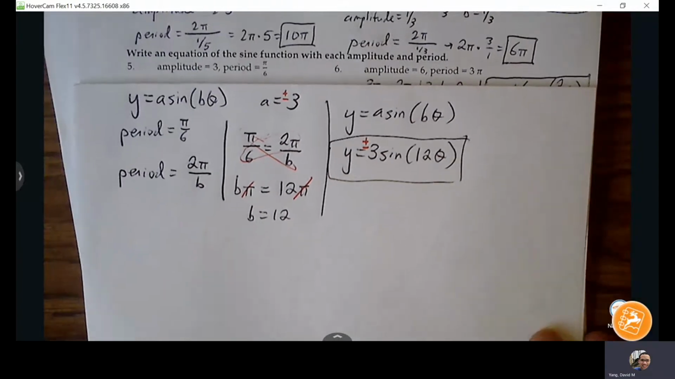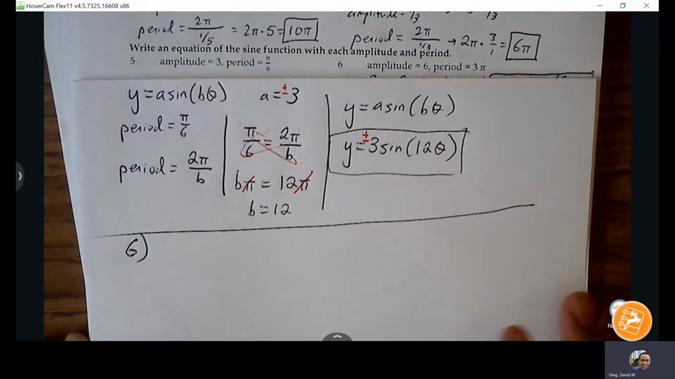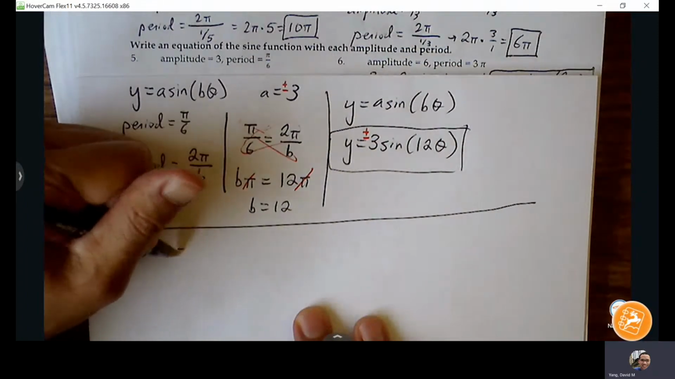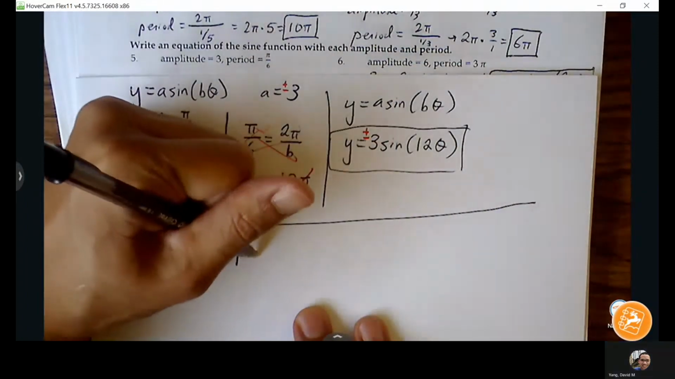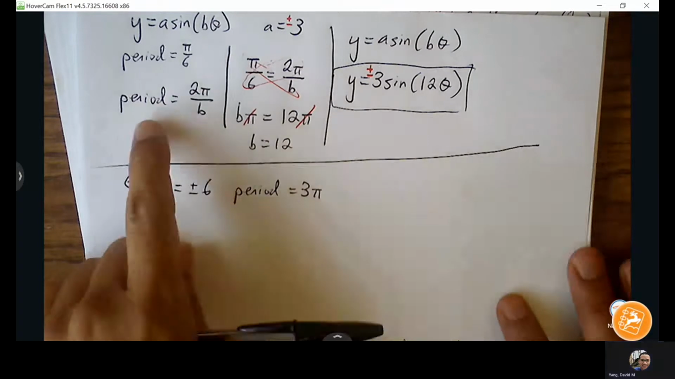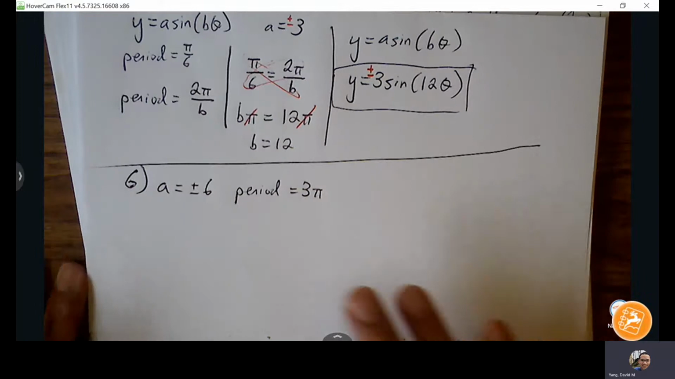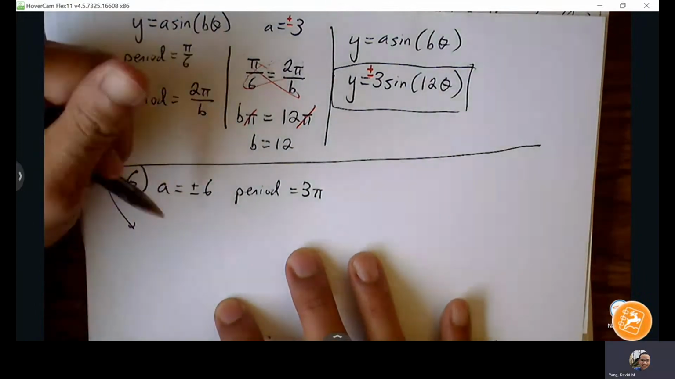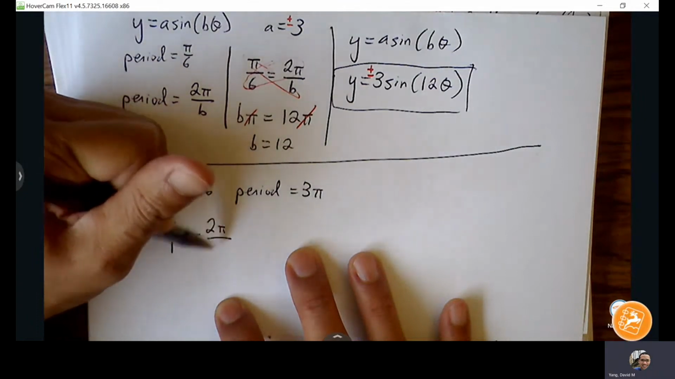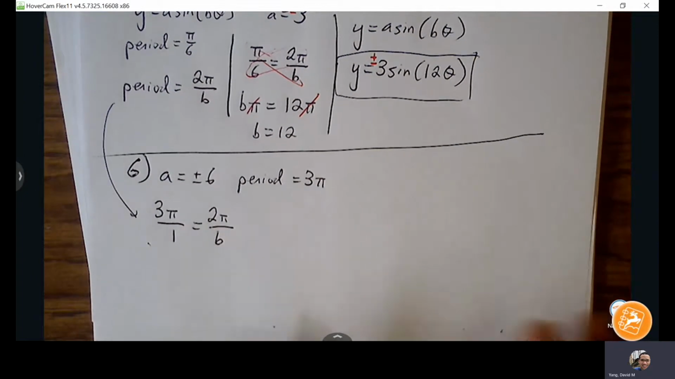Okay, let me go through number 6 as well, just so if you still have any questions, I can do one more example before I have you guys try the rest. So amplitude is 6, period is 3 pi. So a is plus or minus 6. So again, I'm using the same formula, but instead of starting with the b value, I'm starting with the period. So I'm working backwards to solve for b. So same formula here. But I'm going to put it 3 pi over 1 just so I can match the parts I'm going to combine for cross multiplying. So I'm going to force that 1 in the denominator. 3 pi over 1 equals 2 pi over b.